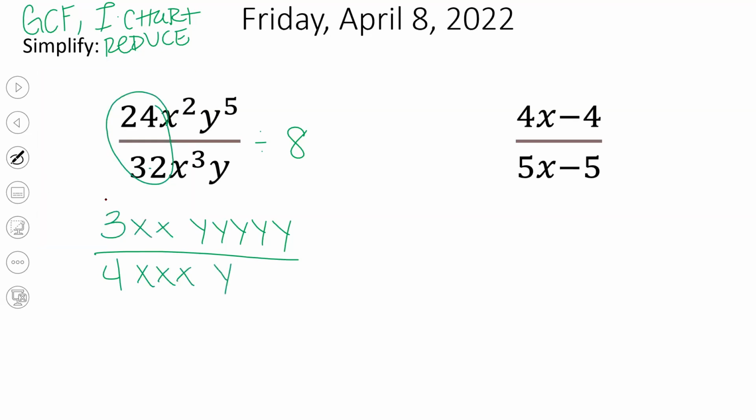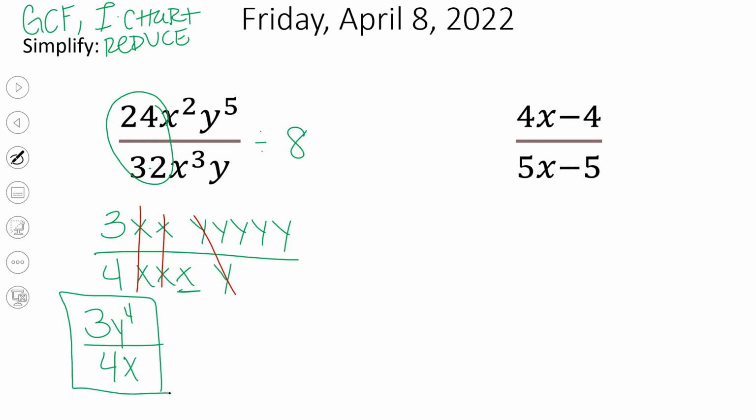What do I notice can happen? I can cross out 2 x's and 1 y. So what will be in the numerator of my answer? A 3 with y to the 4th. And what will be in the denominator? 4, and I have a hidden x there. Make sure you find it. 4x. Can 3 over 4 be simplified anymore? No, then that would be my final answer.